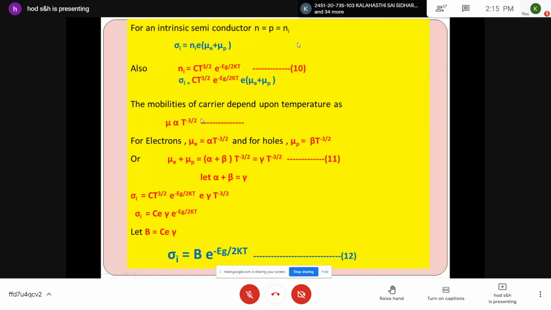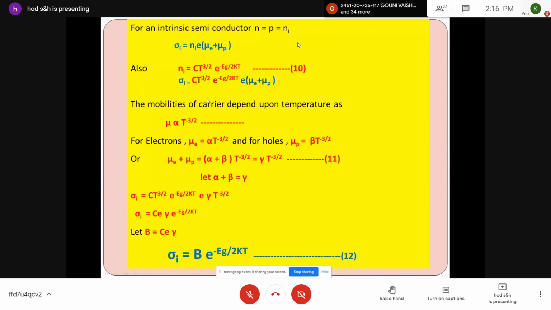And also we know that the mobilities are proportional to T to the power of minus 3 by 2. For electrons, mu E is equal to alpha T to the power of minus 3 by 2. For holes, mu P is equal to beta T to the power of minus 3 by 2. So in this expression, instead of mu E and mu P, you can substitute this. Therefore, mu E plus mu P is equal to alpha plus beta into T to the power of minus 3 by 2, or gamma into T to the power of minus 3 by 2, because alpha plus beta is equal to gamma.